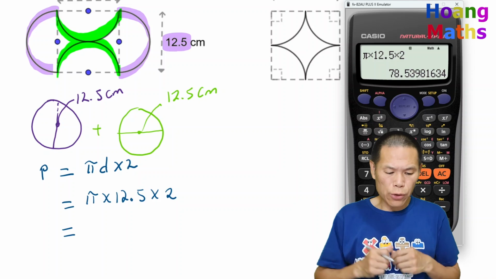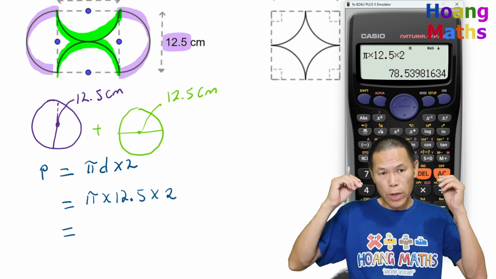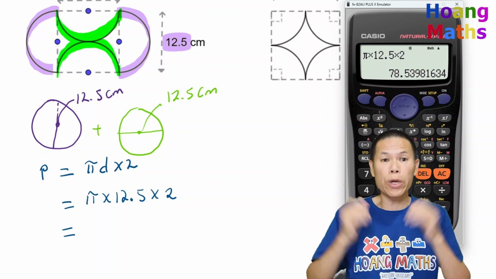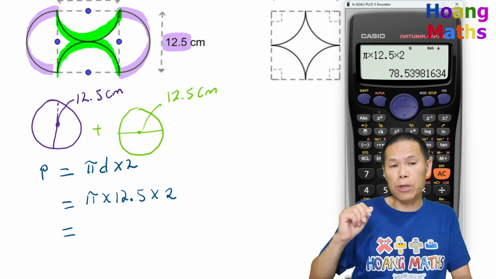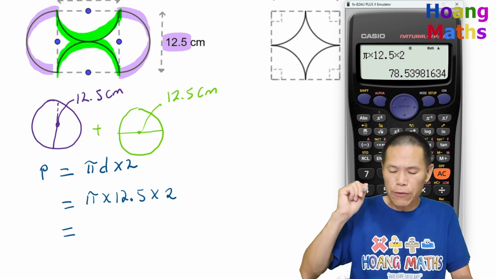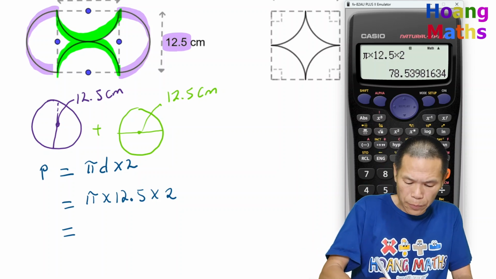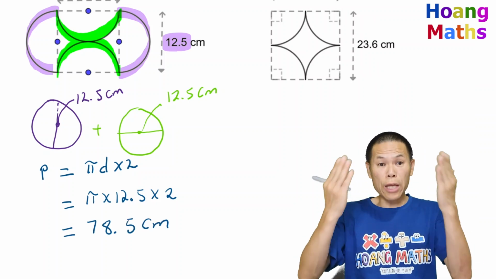Of course, you can do one circle and work out the other circle. You add them up, okay? But this is just quicker, that's all. So 78.5, because the number after 5 is 3, so less than 5. So 78.5 centimeters. So there you go.